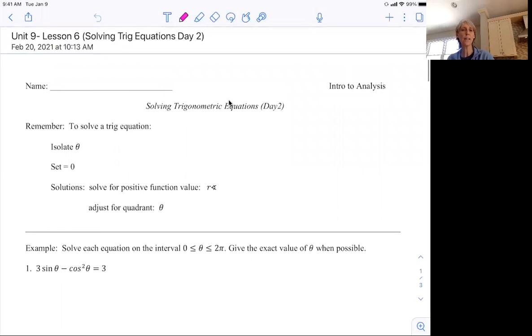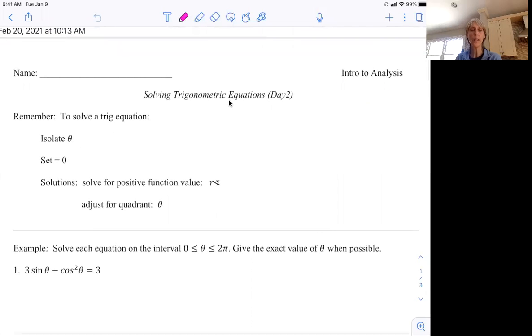We're on Unit 9, Lesson 6, and we're going to be doing our second day of solving trig equations. So remember, when we want to solve a trig equation, we want to isolate theta. We want to set it equal to 0, solve for the positive function value. That's going to be our reference angle. And then to get our solution, we adjust for the quadrant.